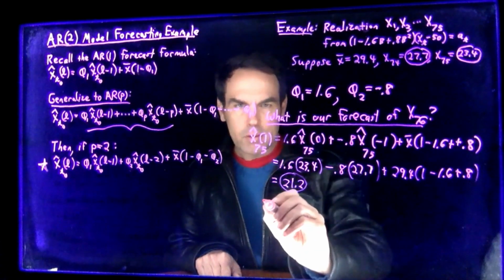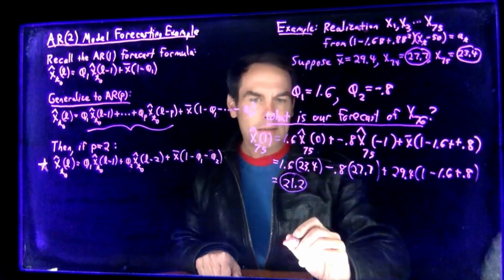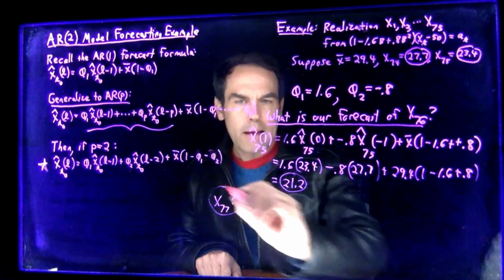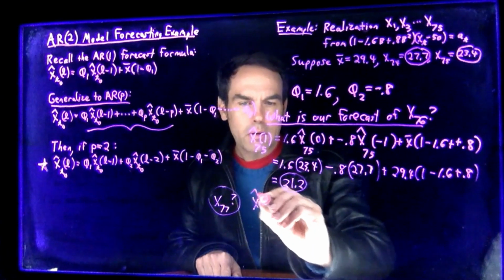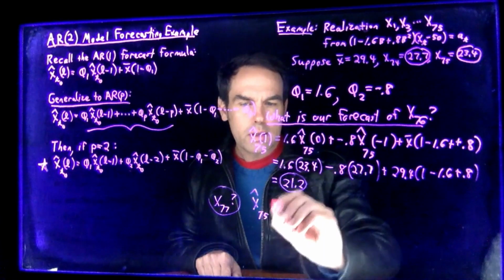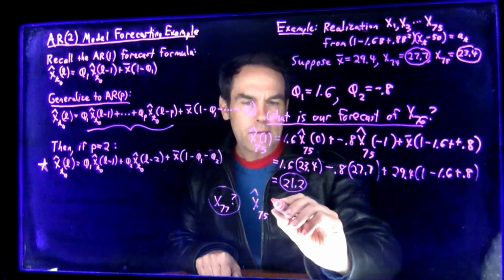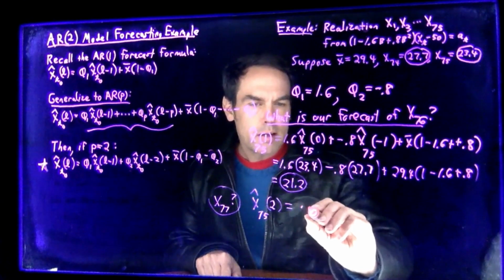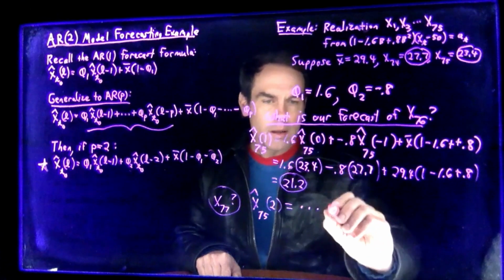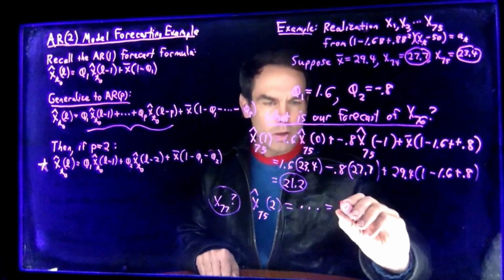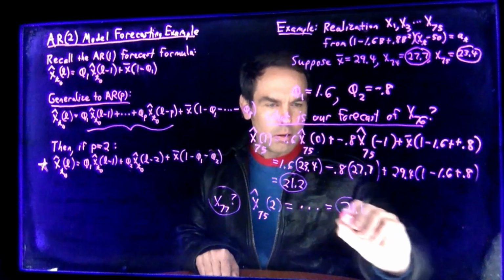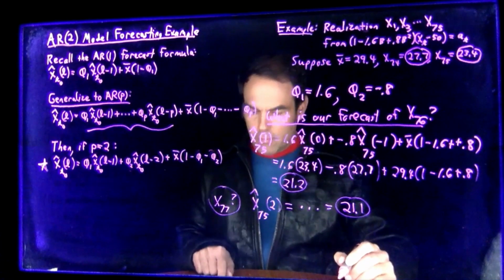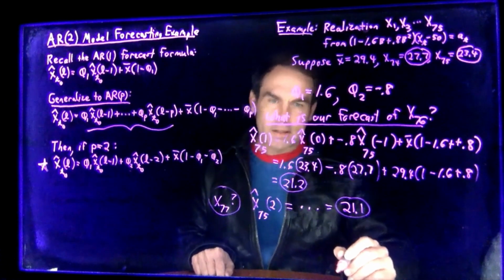Suppose we want to know the forecast of x77. How would we get that? Well, I'm going to give you the answer and let you work to get that answer. So really what we have is x hat of 75 of 2. So our L is 2 in this formula. You try this, and you should get 21.1. Interestingly close to the forecast for x76, I should say.